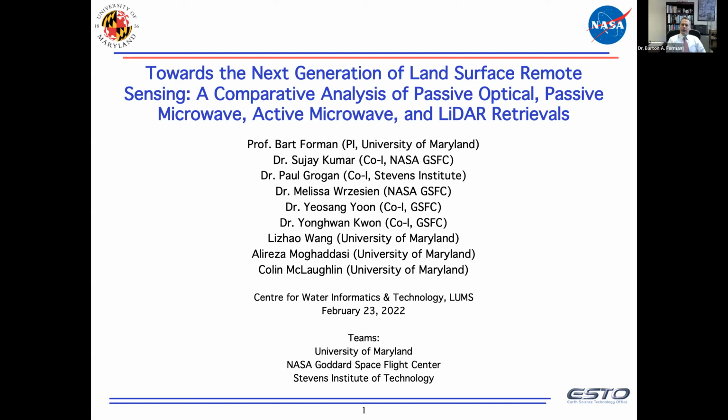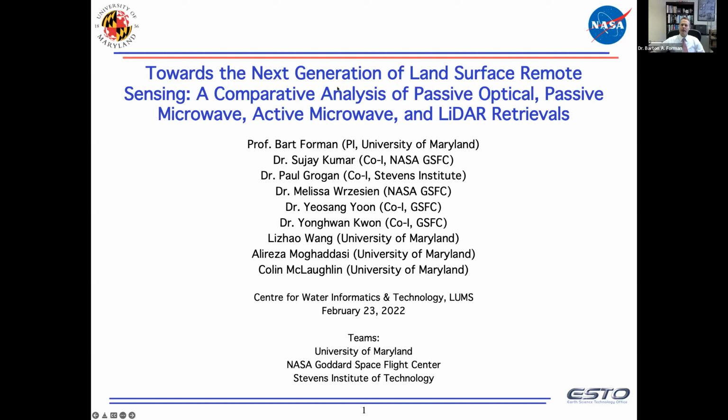I'm going to be talking about mostly passive microwave, active microwave, and LiDAR as a means of combining these different instruments in order to, quote unquote, optimally retrieve land surface hydrology signals. It's going to be a focus on soil moisture, vegetation, and snow.